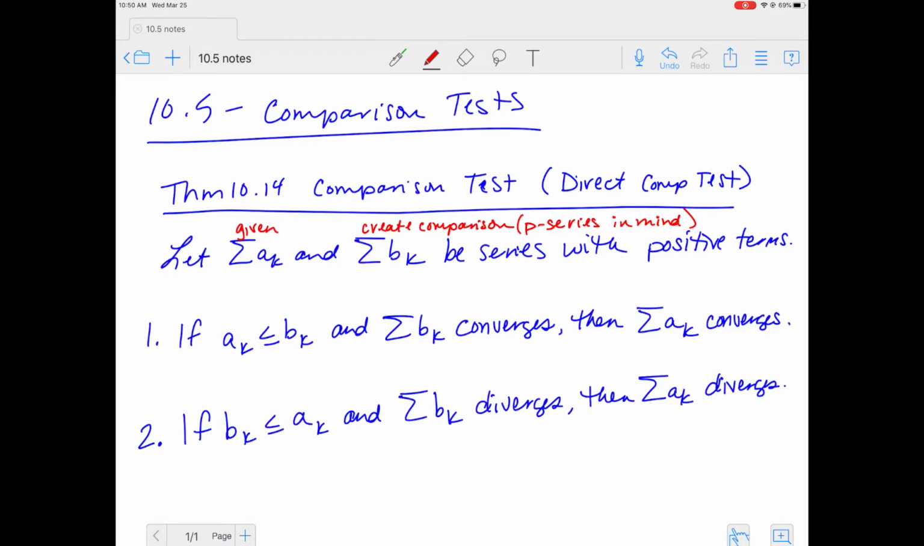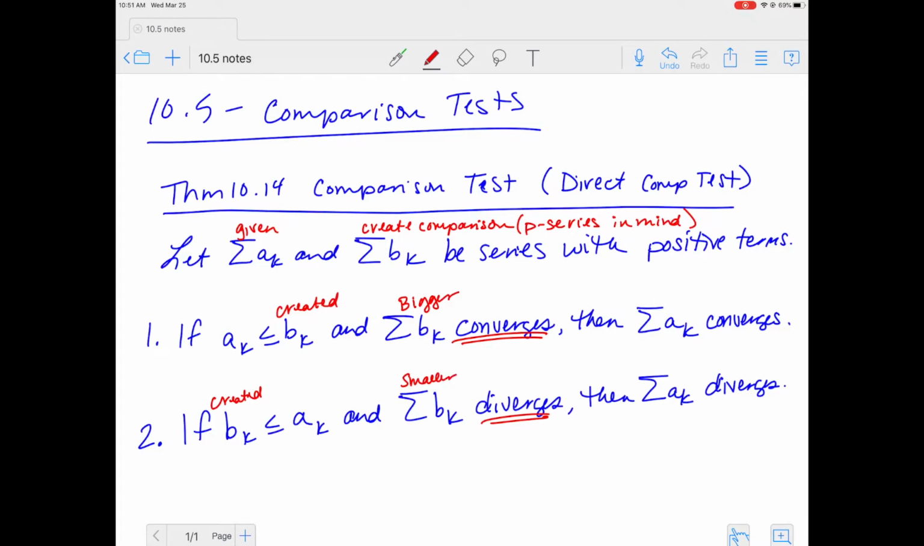If the series you created here is bigger, so the one you created is bigger and that converges, then the original also converges. All right? If the created is smaller and diverges, then the original also diverges. So what you need to realize, if the bigger one converges, so does the original. If the smaller created diverges, then so does the original.